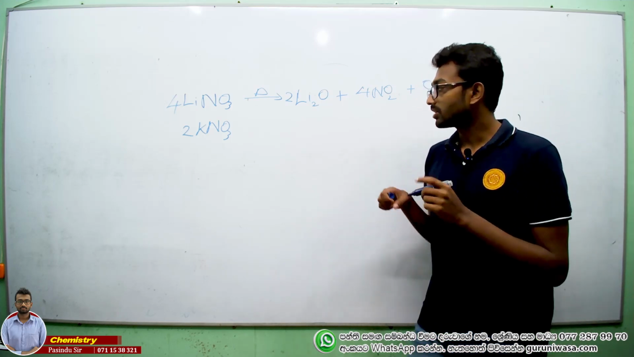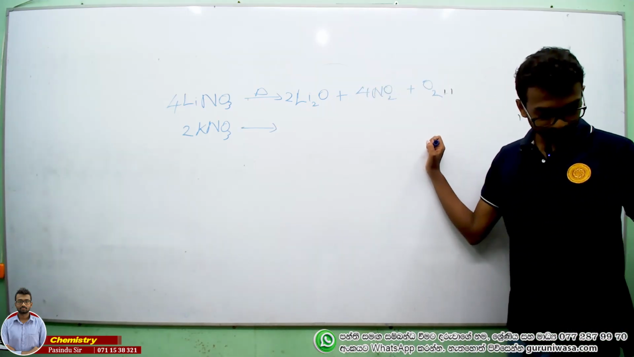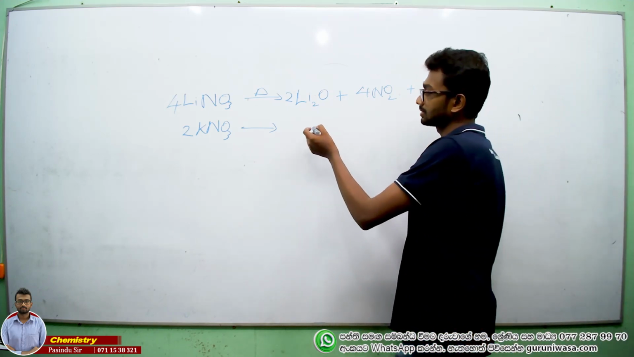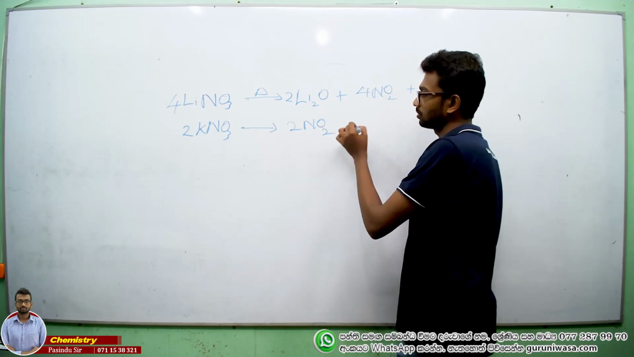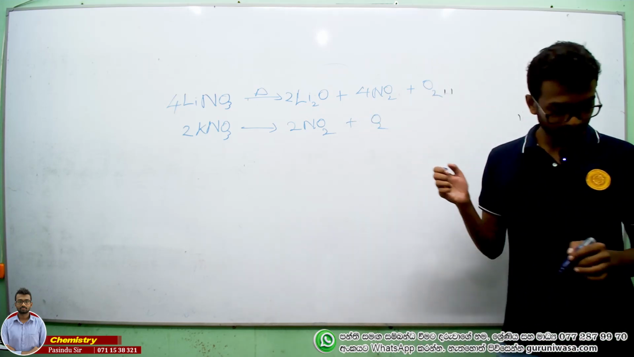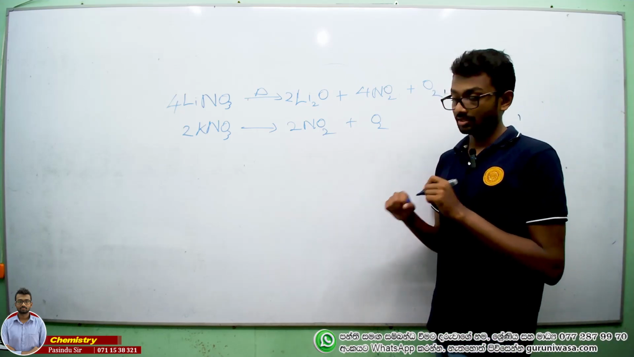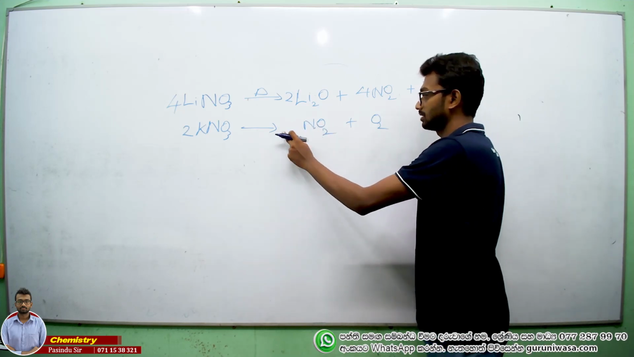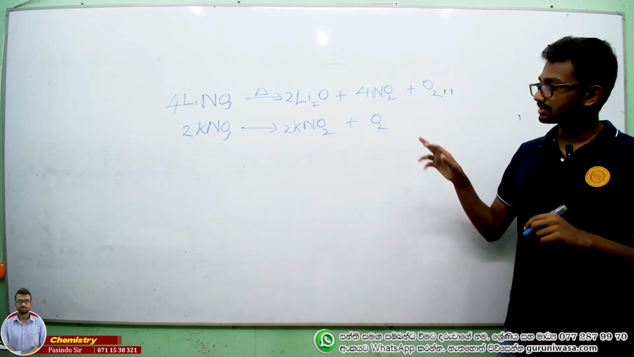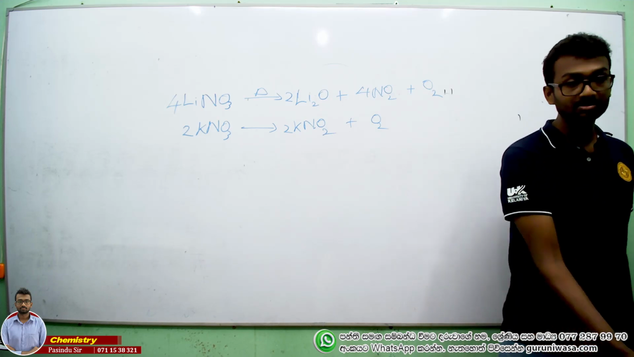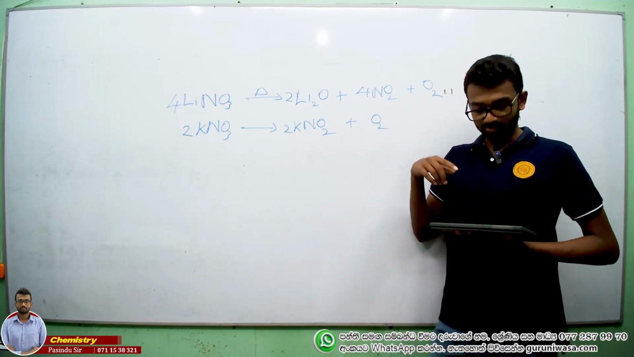But when we heat potassium nitrate, it just releases O2 gas, and potassium nitrate becomes potassium nitrite and releases oxygen. This is what happens. So just remember, lithium is an exception. This reaction is common for sodium also.